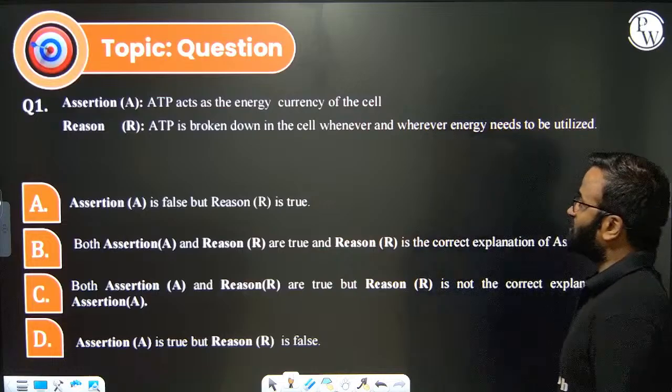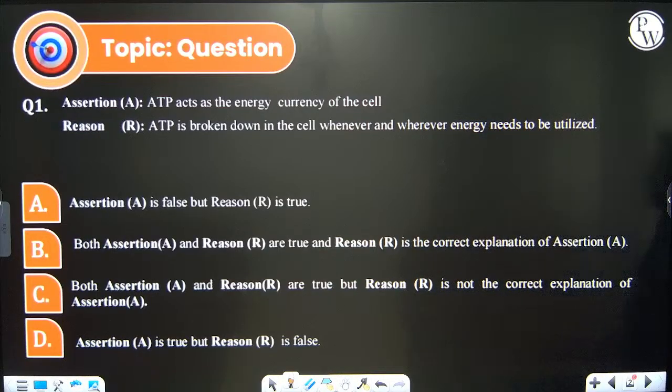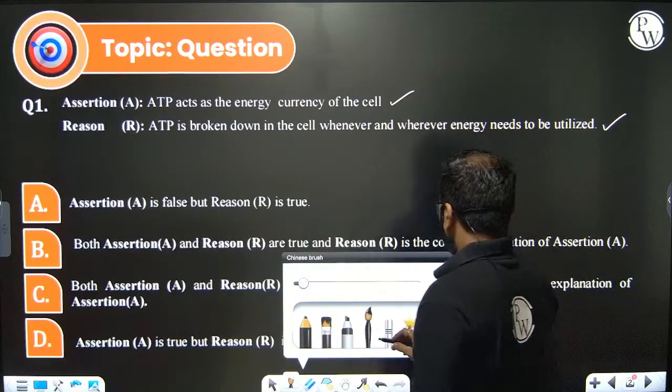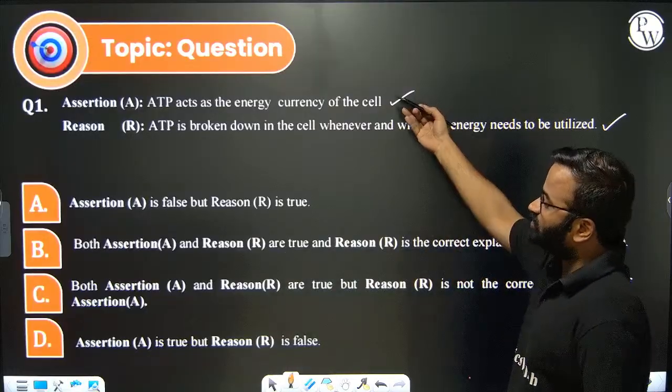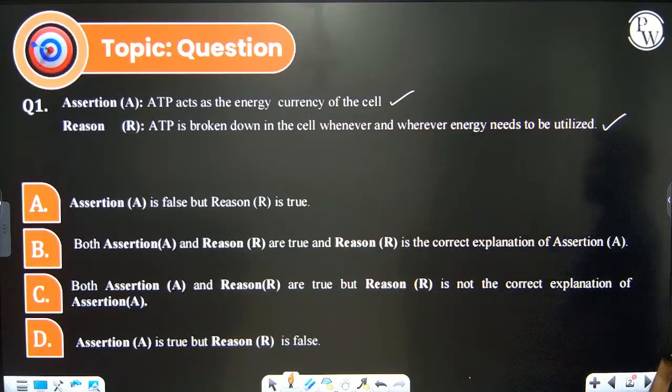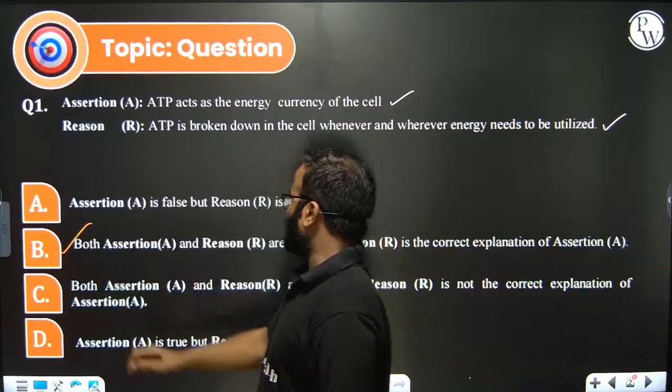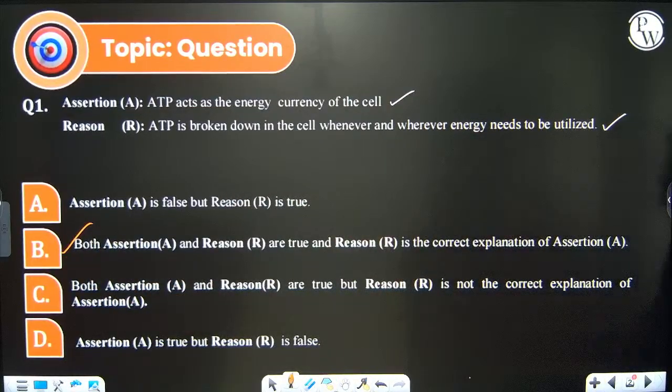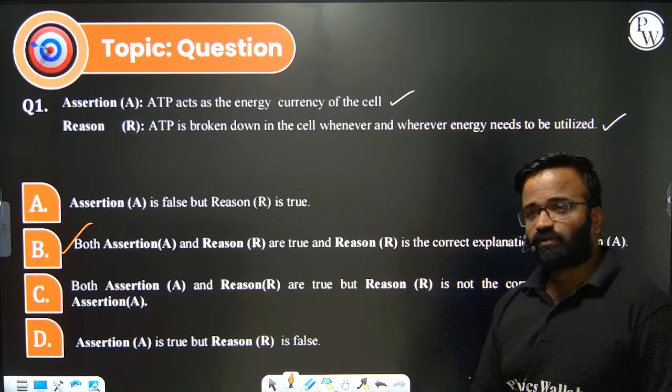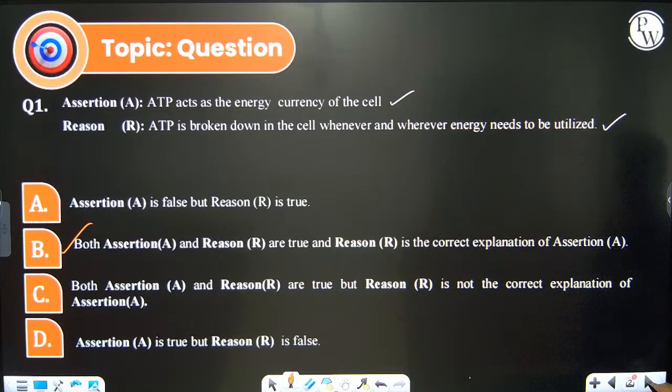ATP acts as the energy currency of the cell, which is true. ATP is broken down in the cell whenever and wherever the energy needs to be utilized, which is true as a statement. And indeed, it is explaining why it is used as the energy currency of the cell. So I would go with B as the answer. Both assertion and reason are true, and R is the right explanation of the assertion. Okay, guys? So please go through it. Let's go for the next question.